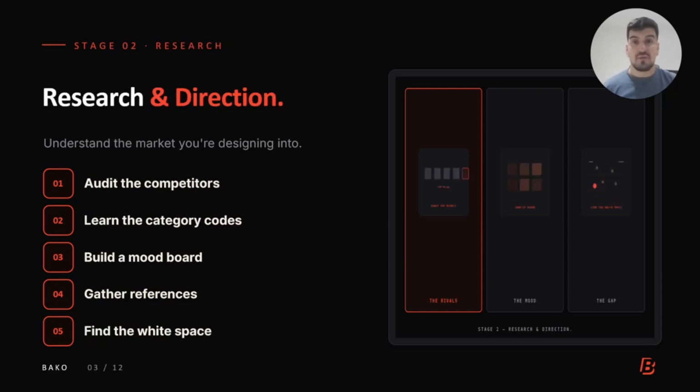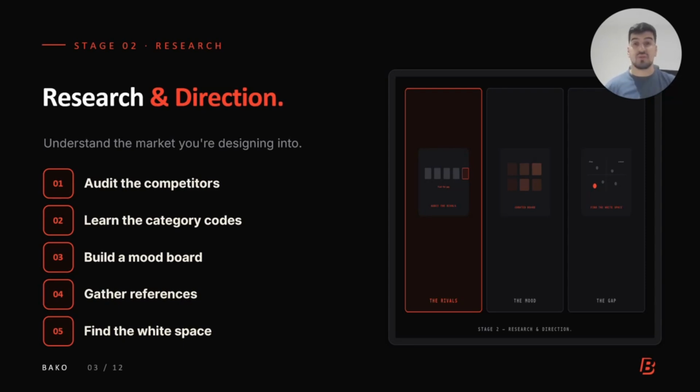Once you have the discovery phase, you need to start the research. This research stage gives you direction and clarity. You need to first understand who the market is in that niche and who you're going to be competing against. Understanding this gives you leverage because you see who the competitors are, learn the category codes, start building a mood board, and understand the key similarities between all the different people in your niche and the competition, which lets you see where everyone is focusing their points.